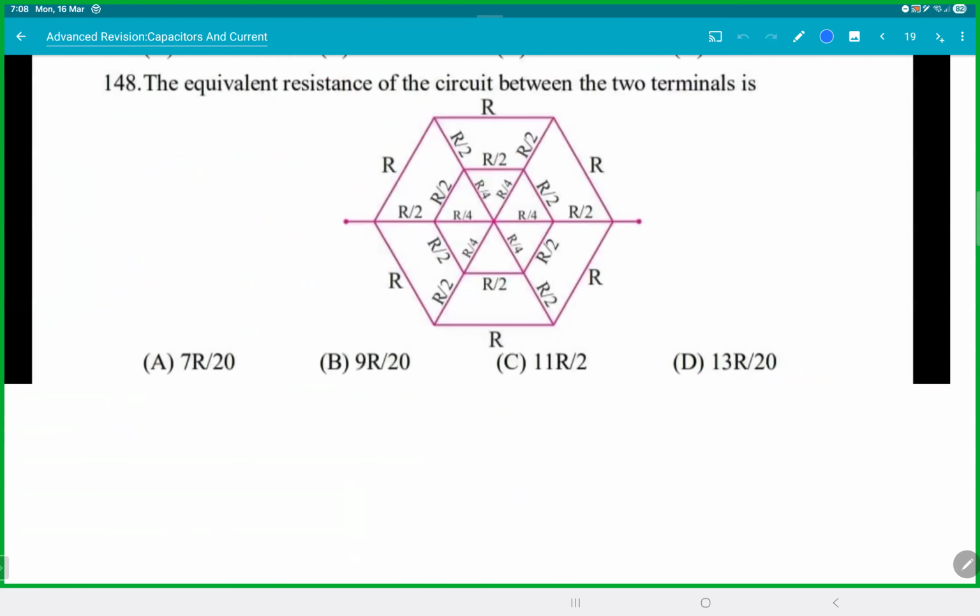How do we handle this, everyone? Just open the circuit and show me how it looks. Then you are done. If you can draw that series-parallel structure, you're done. In this, you have both axial symmetry and bisector symmetry.